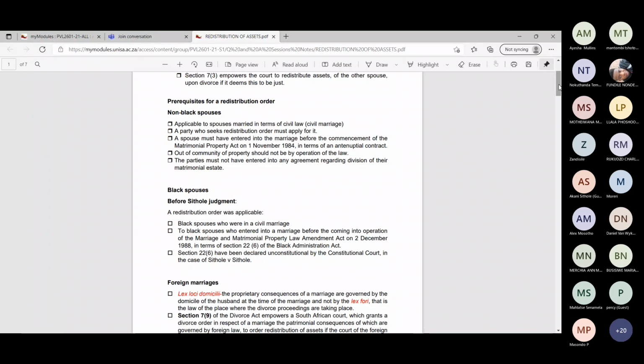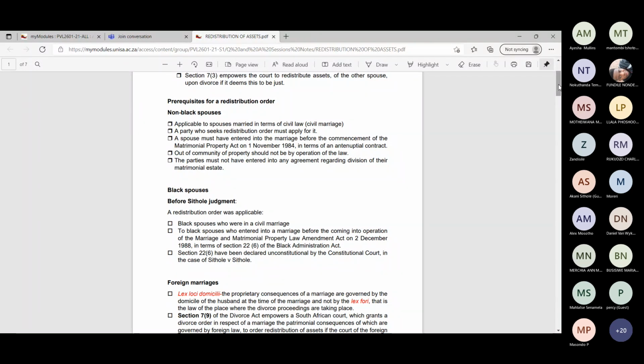Now, when we talk about black spouses, the same principle occurs, but with them it was from 2 December 1988 going backward. If you are a black spouse and you entered into a marriage which is out of community of property, and for black people it was automatically out of community of property, there was no option to enter into an antenuptial contract, and it was entered into on or before 2 December 1988, then in terms of Section 22, subsection 6 of the Black Administration Act, that spouse, whether wife or husband, had the right to request the court to redistribute assets, let's say from the husband into the wife's estate, so that the wife does not leave the marriage empty-handed.